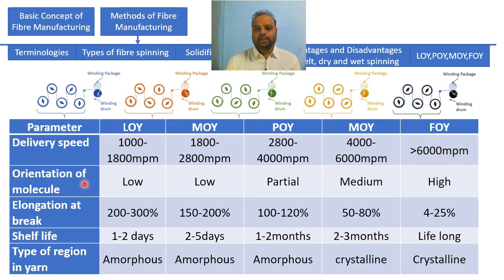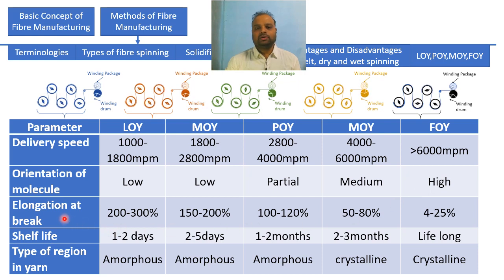Let's talk about the orientation of molecules. You can see in the earlier slide how orientation of polymeric chains takes place in each type of yarn. So orientation of the molecules is low, randomly placed, in the LOY. Similar placement takes place in the MOY too. So partial orientation takes place in a POY, whereas medium orientation takes place in a HOY, and the highest orientation is possible in case of FOY. This orientation of the polymeric chain from low to high is possible due to the higher winding speed.